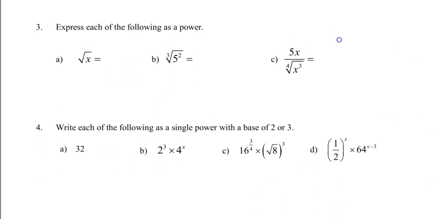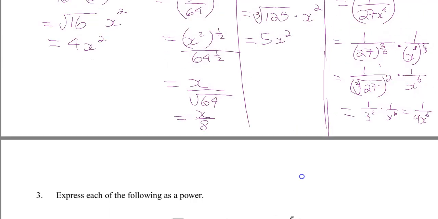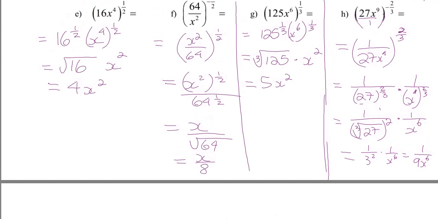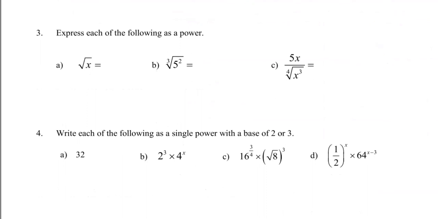Express each of the following as a power, so we have to go both ways, right? We have to go from... Okay, half a sec. Yep, I was just finishing copying that down. Move it back. So we have to go both ways. We have to go from exponential form to radical form, and from radical form to exponential.